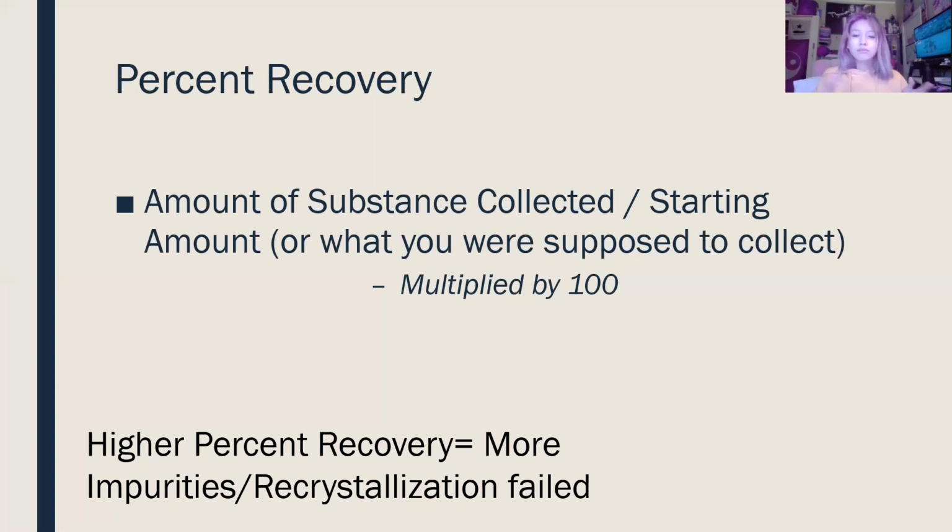Once we get your percent recovery, that's when we can figure out whether there were impurities or if something happened in your experiment. And trust me, my percent recoveries in this lab would be like 300, and I'd be like, something happened. So this is something that you're going to use a lot. If you have a percent recovery of 100 or over, which happens, that means that something probably went wrong in your experiment, for sure. There's going to be a lot of impurities, or maybe your recrystallization failed.